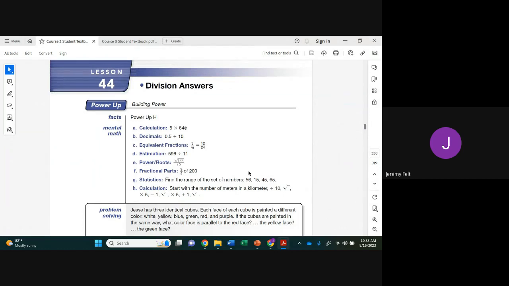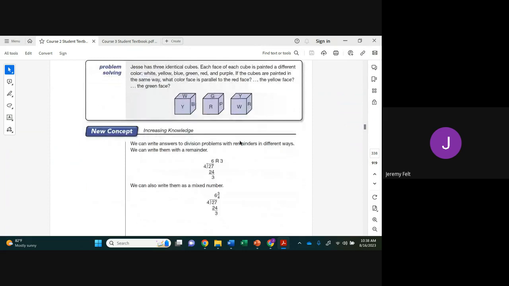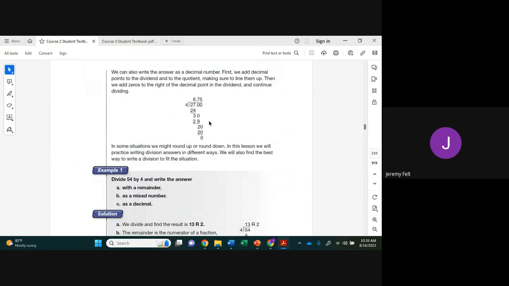So lesson 44, if you want to turn there, page 338, we're looking at division answers. Way back in elementary school, we're taught to divide until we can't put a number into another number evenly. So we would have what's called a remainder. So we used to write our numbers like that. No longer are we going to be doing that. We're either going to put it in a mixed number form, where we have a whole number and a fraction, or where we have a decimal.